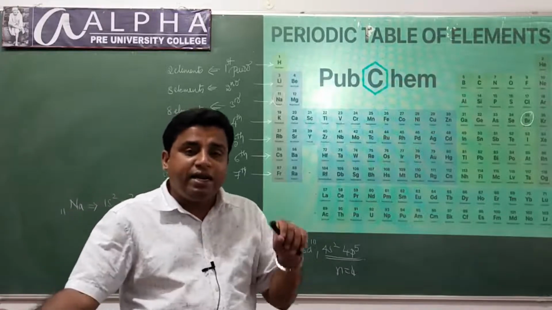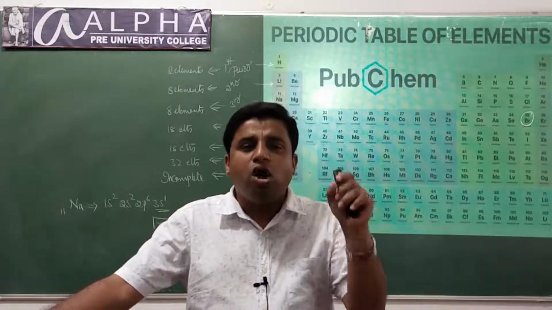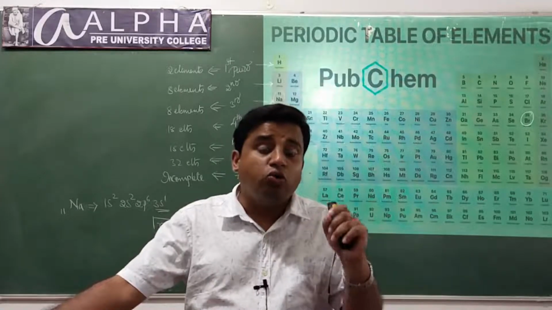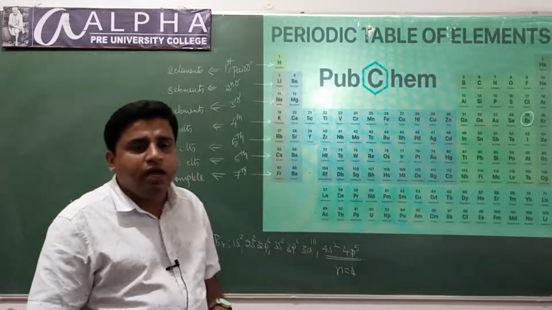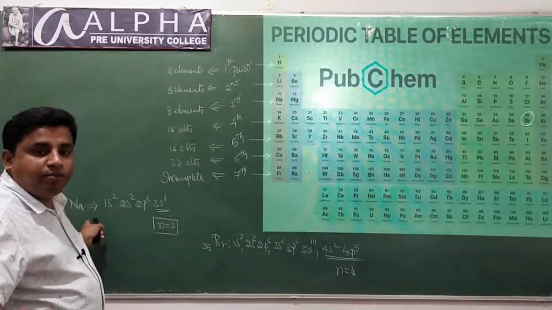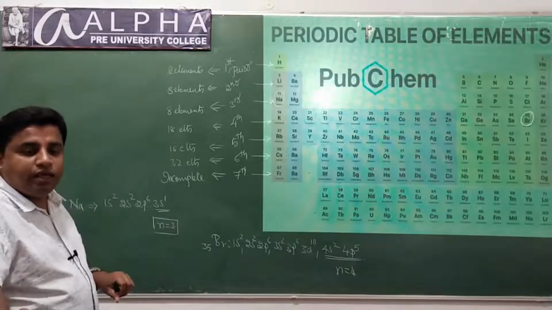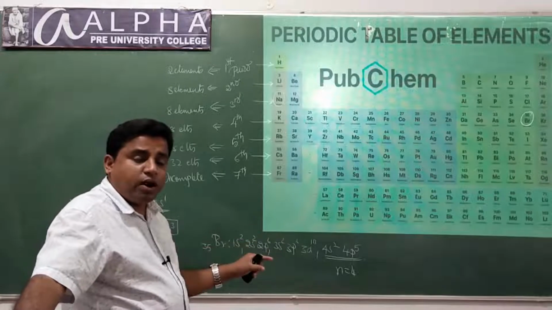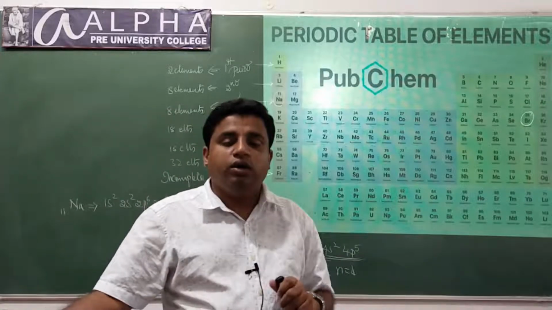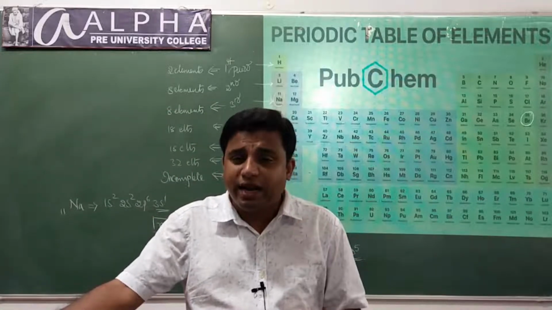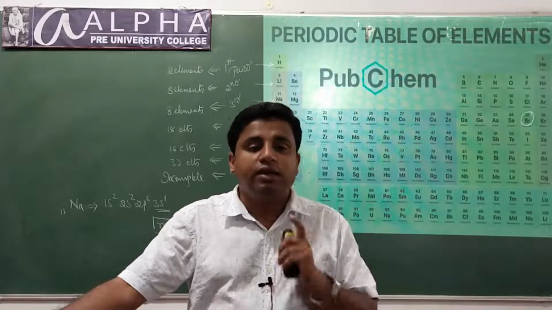That means, period number indicates what? Period number indicates the principal quantum number of the outermost shell, or the valency shell, isn't it? So for sodium, the principal quantum number of the valency shell is 3, hence its period number is also 3. For bromine, the principal quantum number of the valency shell is 4, therefore its period number is also 4. Hence I can conclude that a period number indicates the principal quantum number of the valency shell. Is that correct? Yes.